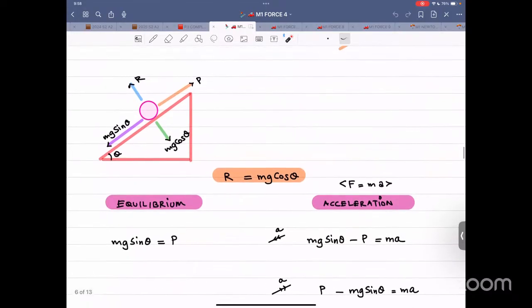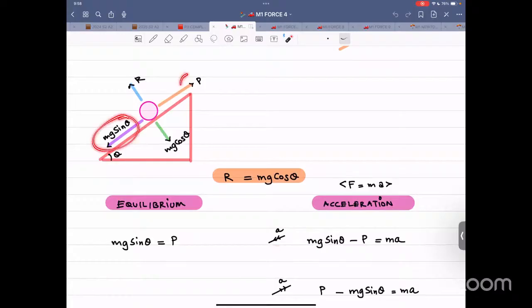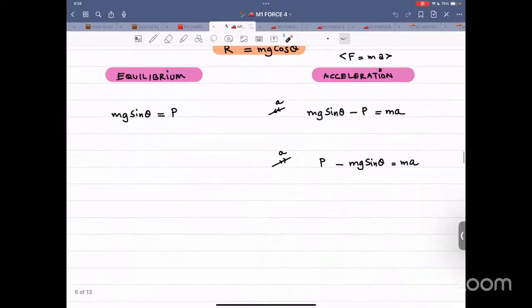Now there are two possibilities. Either the particle is going down, that means this is greater than this. The resultant force is the difference, that's mass into acceleration. Or the particle is moving up, that means P is greater than mg sine theta. P minus mg sine theta is ma.